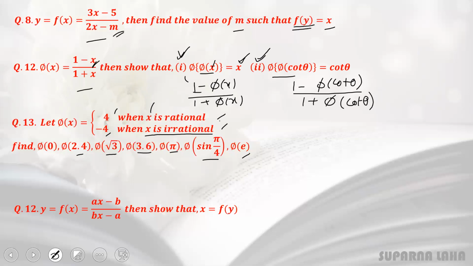Okay, you just need to identify which one is rational and which one is irrational. So moving to the next question, y is equal to f of x, the function is given in the form. You need to show that x is equal to f of y, the same as question number 8. Same type of question. Okay, so these questions are very easy, you can solve them.